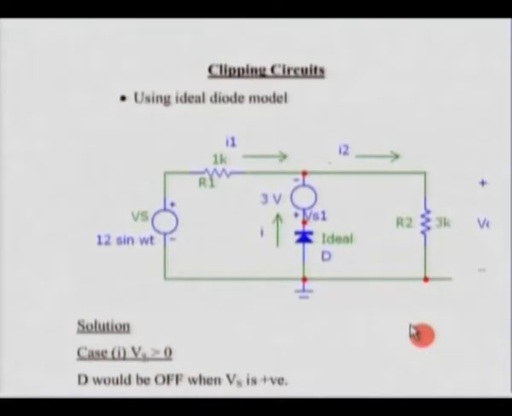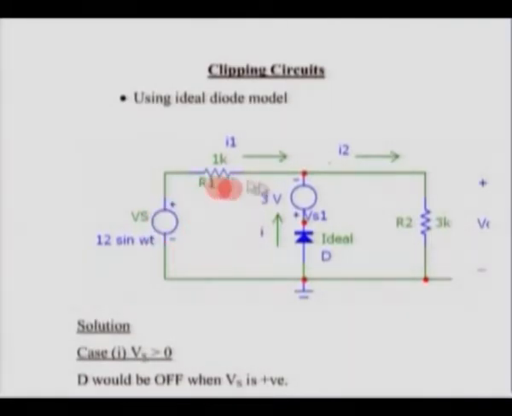Let's try to apply some of these models here. What we have here is an ideal diode model. We have a clipping circuit, so essentially we are applying a 12 sin omega t as the input here.